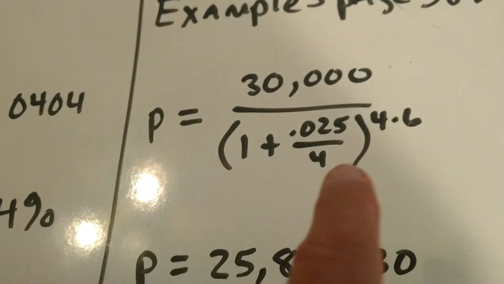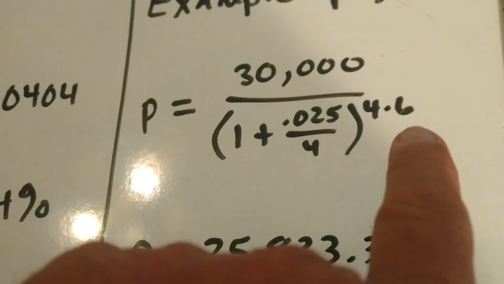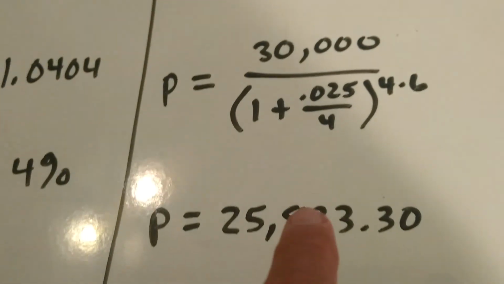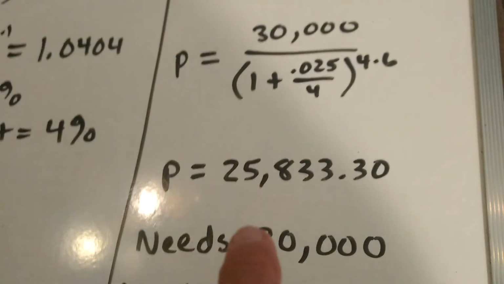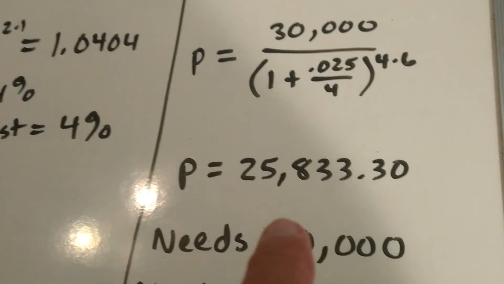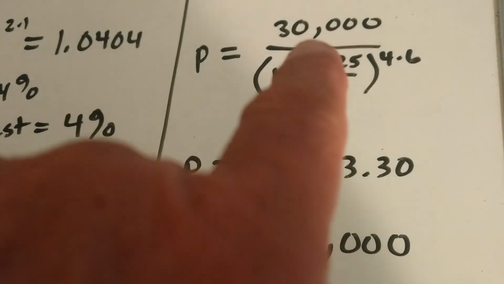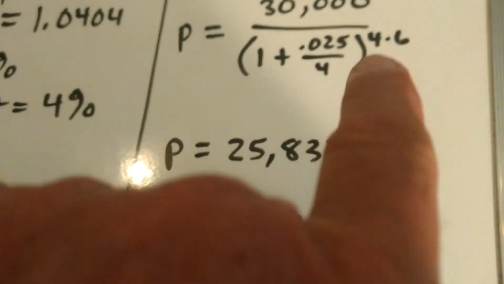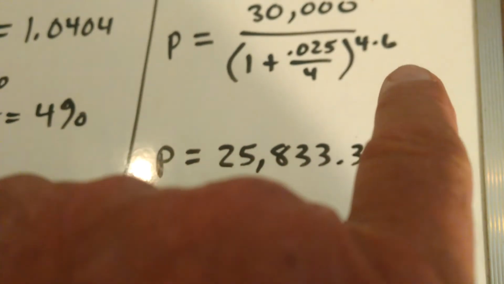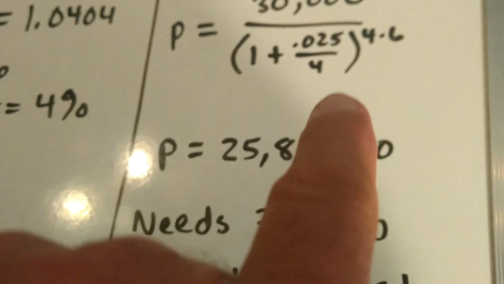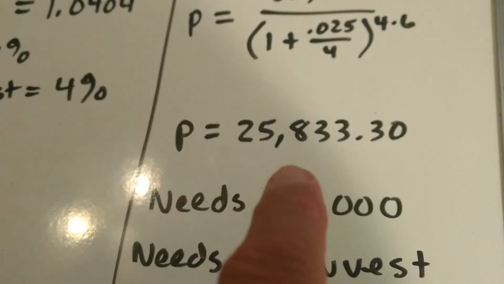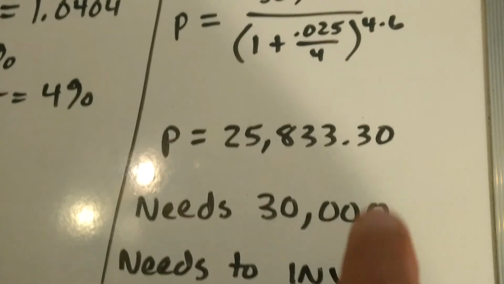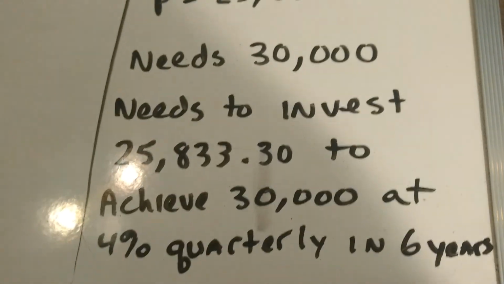Here is our N, which is compounded quarterly. Here's the amount of years, which is 6 years. Here's the interest rate, 0.025. If we do this math, we find out that in order for him to have $30,000 compounded quarterly, 4 times a year, in 6 years, at 2.5% interest, he needs to invest right now $25,833.30. So this is what this whole problem is about.